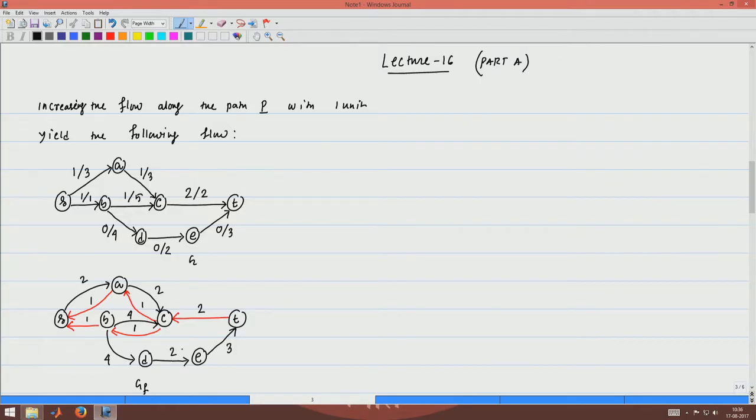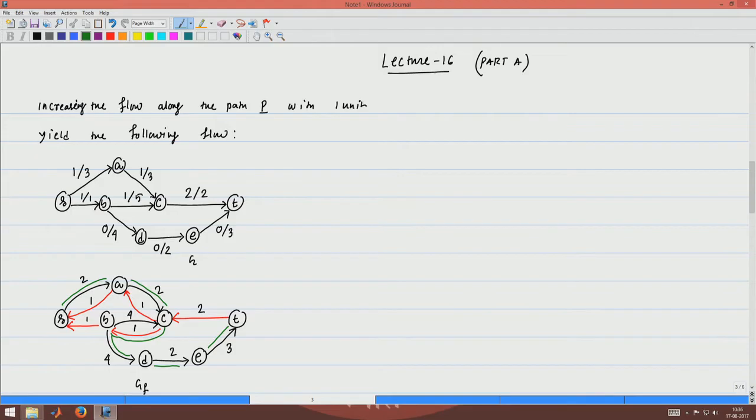Here we can see that there is an augmenting path. You go from S to A, to C, and then you can go from C to B using the backward edge. This is the first time you can see that the augmenting path is using a backward edge, and then from B to D, D to E and E to T.